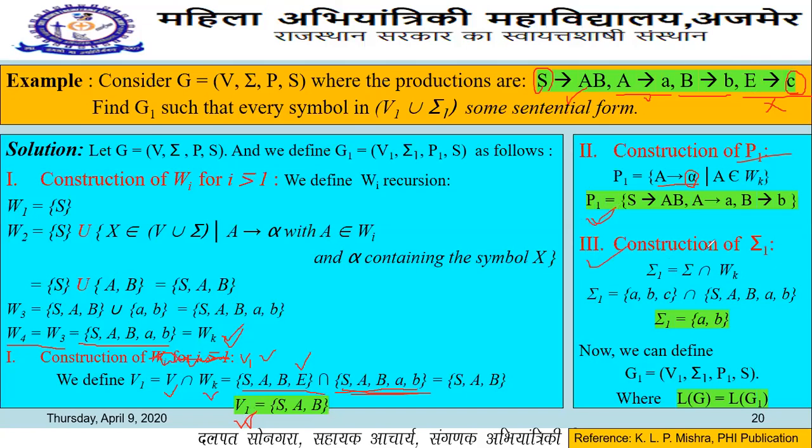Now we construct the simplified set of terminals, which is the intersection of sigma and WK. Sigma is a, b, c, and WK is S, A, B, small a, and small b. So the simplified set of terminals is this. By using the simplified set of variables, simplified set of productions, and simplified set of terminals, we are able to derive the grammar G1, known as the simplified grammar corresponding to grammar G, where the language of grammar G is equivalent to the language of grammar G1. You can check.